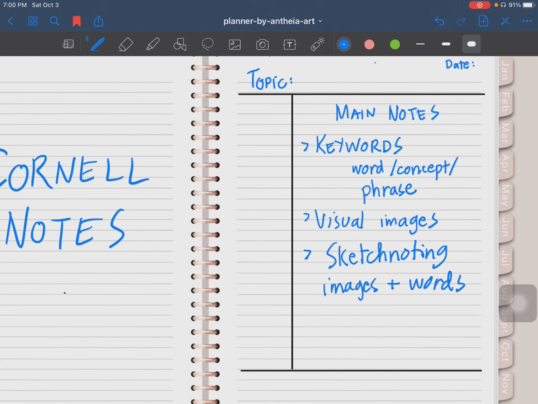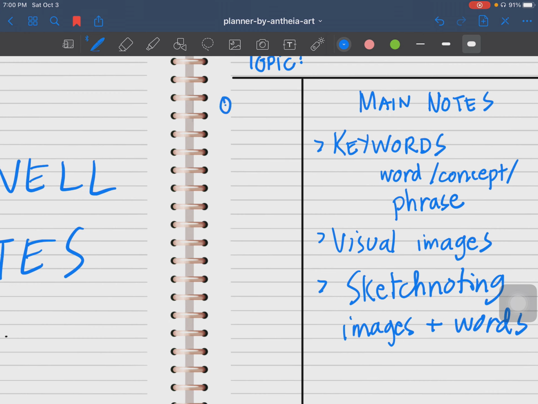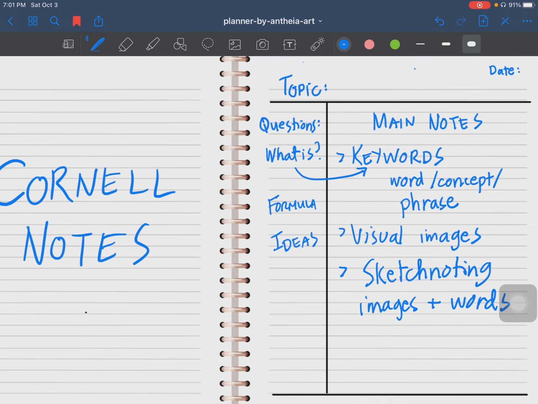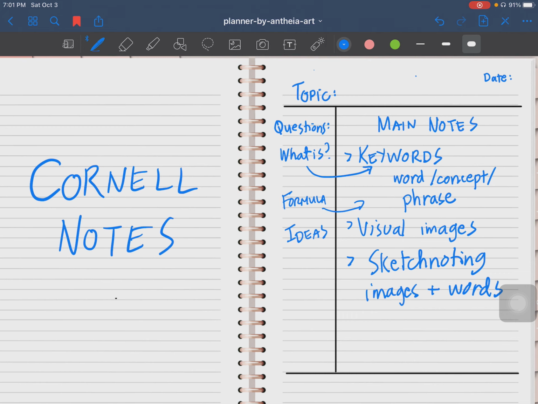Now on the far side of this, you can write the questions here. For example, what is? Now the question here, the answer will be related to the things that you have written on the other side. You can also have some formulas here to remind you, or some ideas that you want to answer or to ask your teacher.